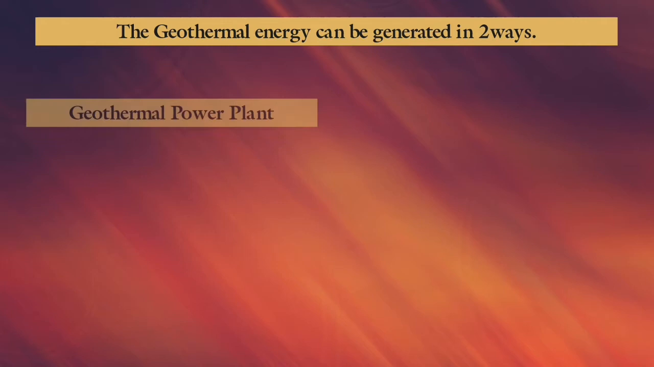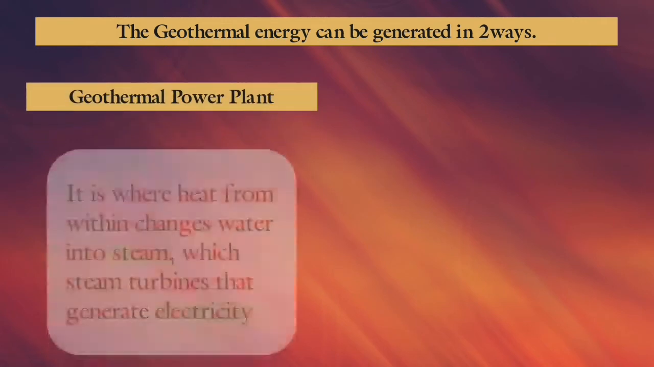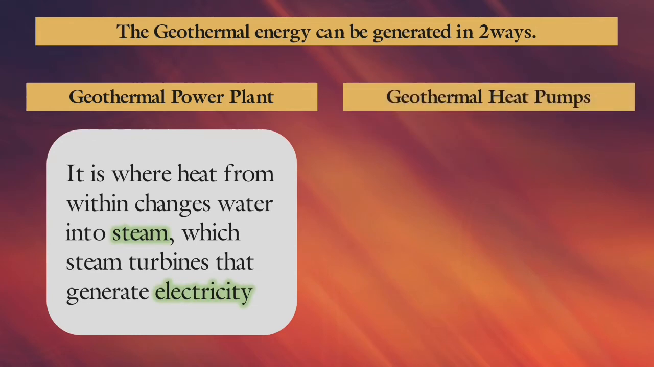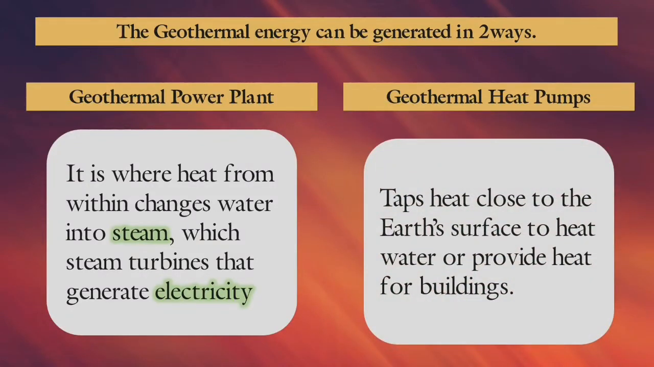So, geothermal energy can be generated in two ways. The first one is the geothermal power plant. It is where heat from within changes water into steam, which drives steam turbines that generate electricity. A geothermal power plant consists of large metal pipes and other instruments that are used to collect all the heat to become steam and generate it into electricity. The other one is the geothermal heat pumps. Geothermal heat pumps tap heat close to the Earth's surface to heat water or provide heat for buildings.